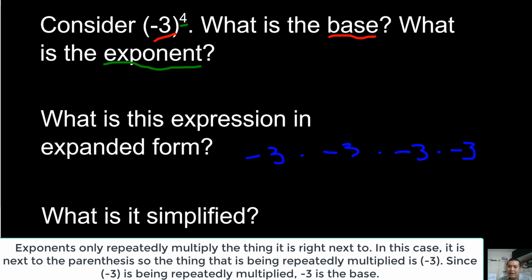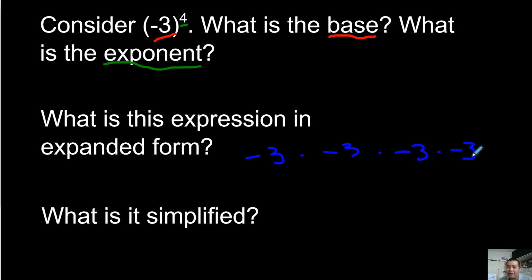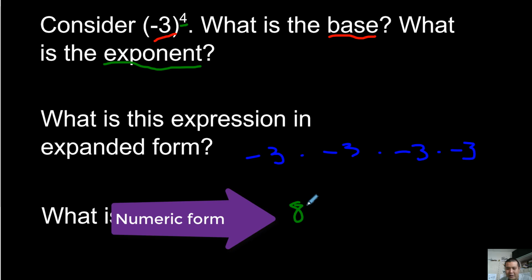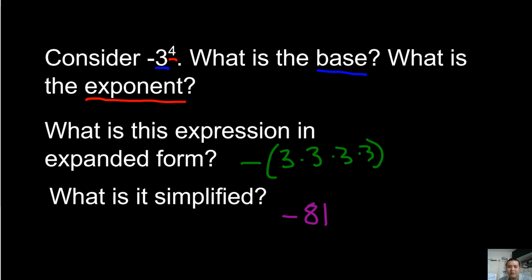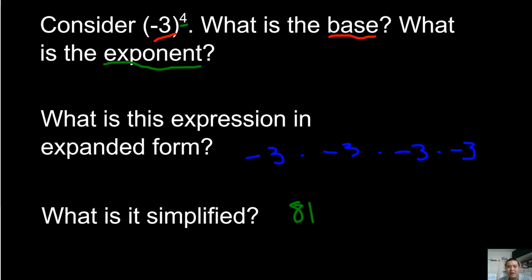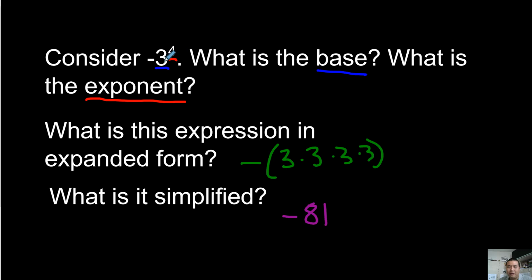Okay, and if we simplify that, negative 3 times negative 3 is 9, negative 3 times negative 3 is 9, so 9 times 9 is 81. This one is positive 81. Again, it's very important to distinguish the difference between parentheses negative 3 to the fourth and negative 3 to the fourth. They're different. Even though they're both 81, one's negative, one's positive, because in this case the exponent applies to all of this, and in that case the exponent only applies to the 3.